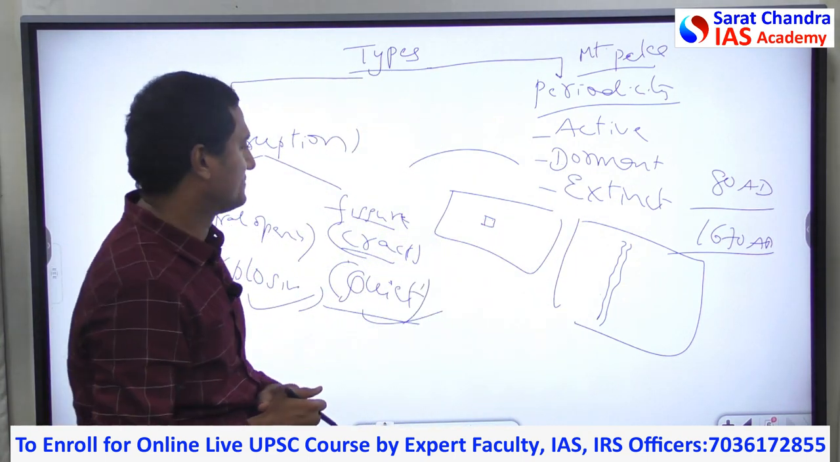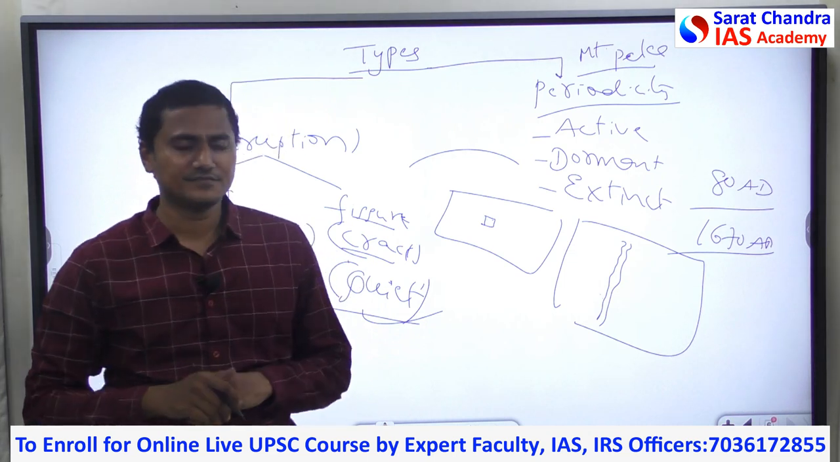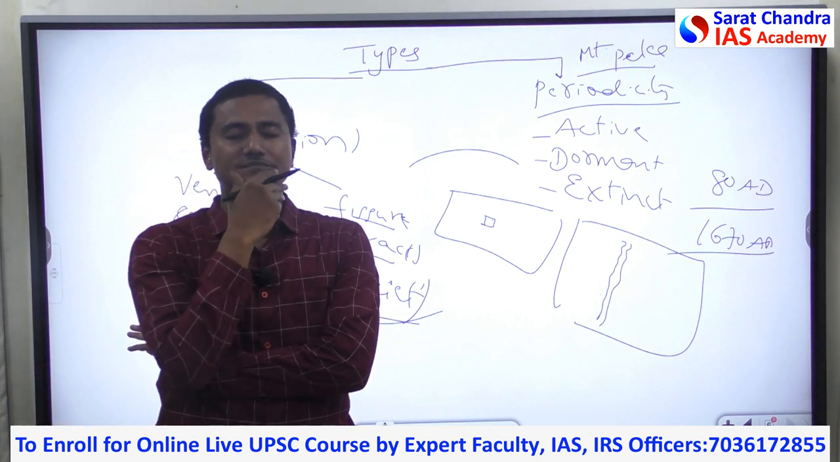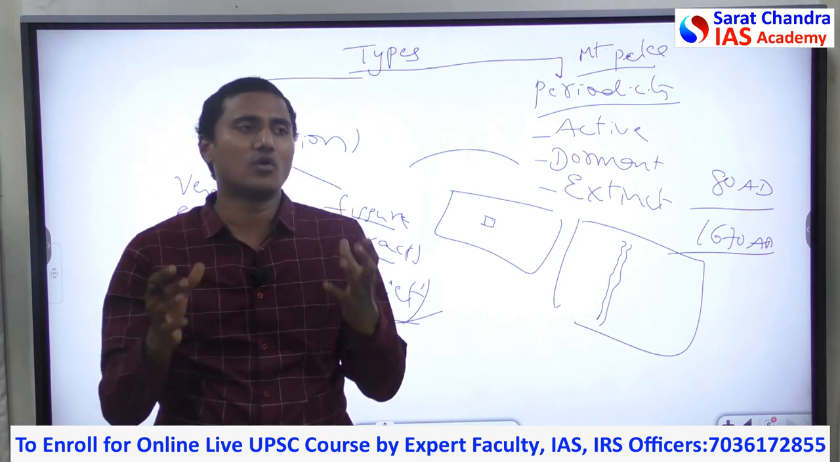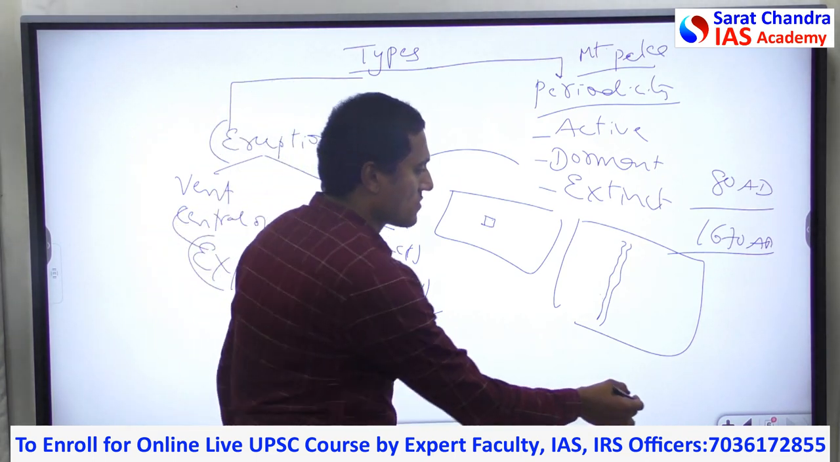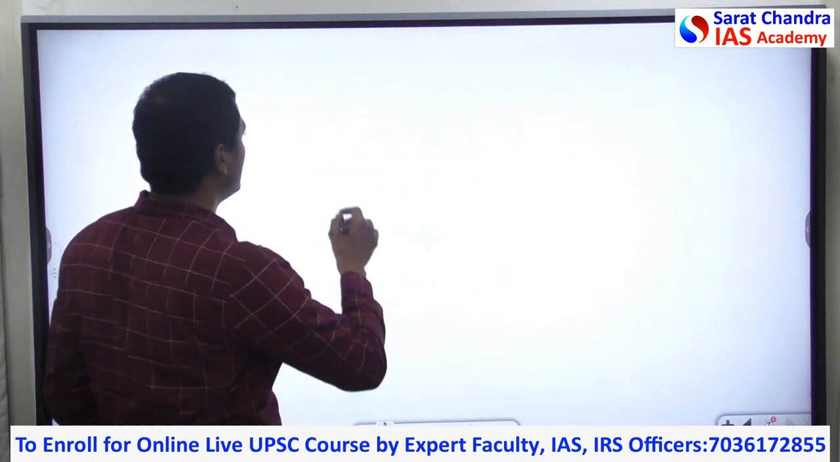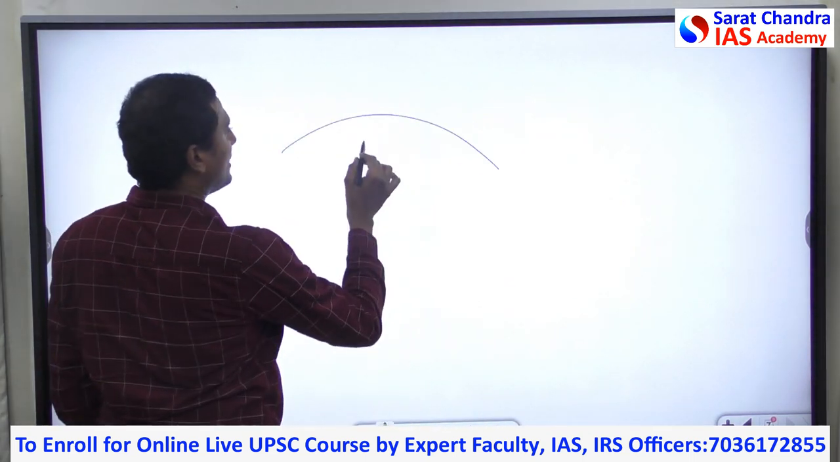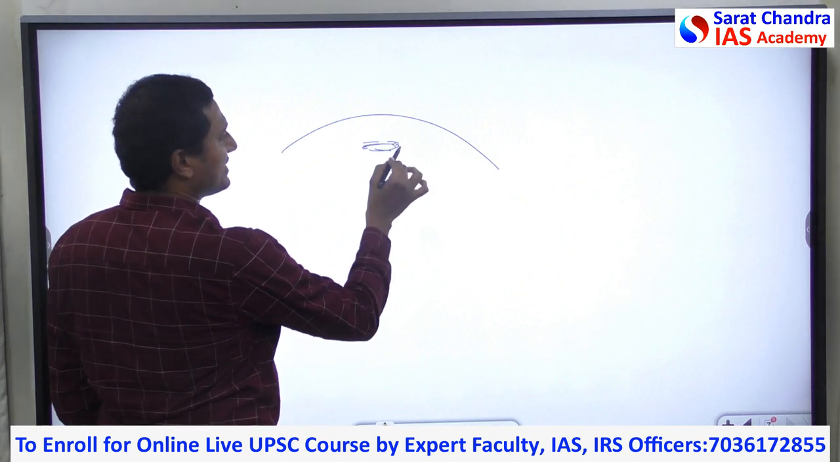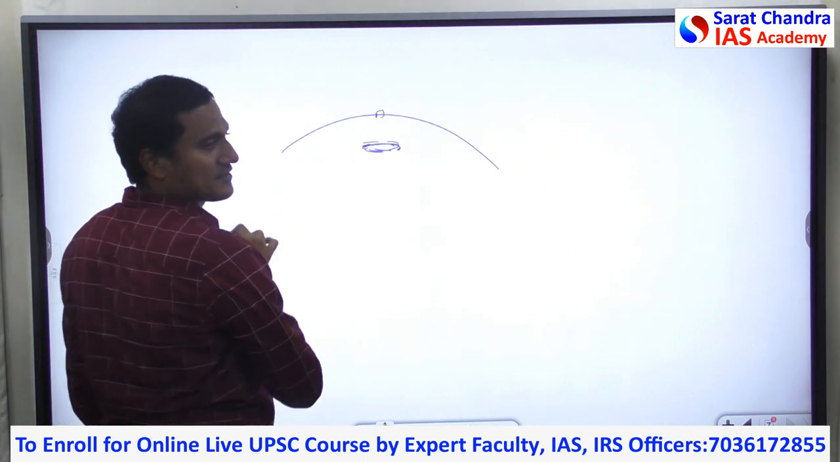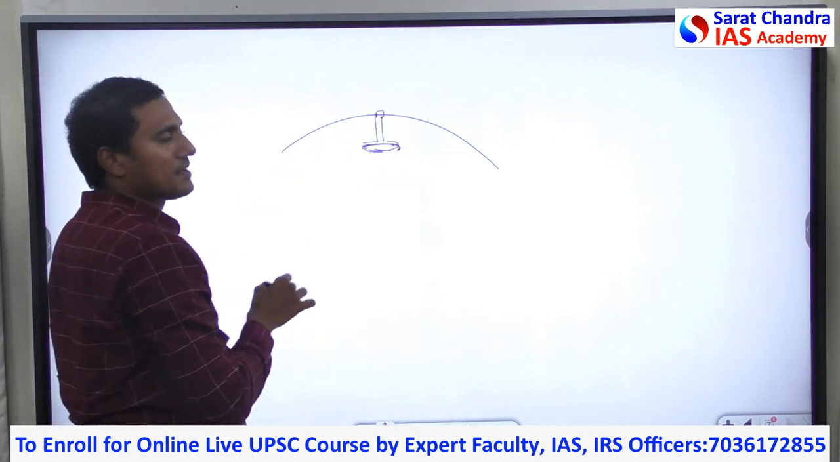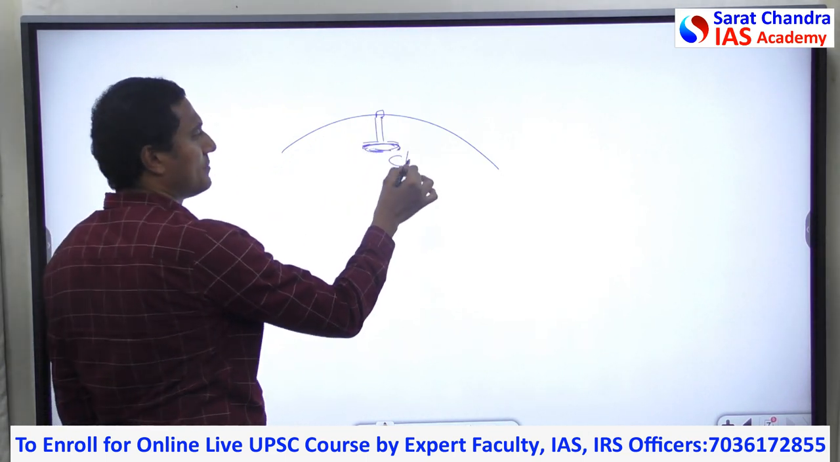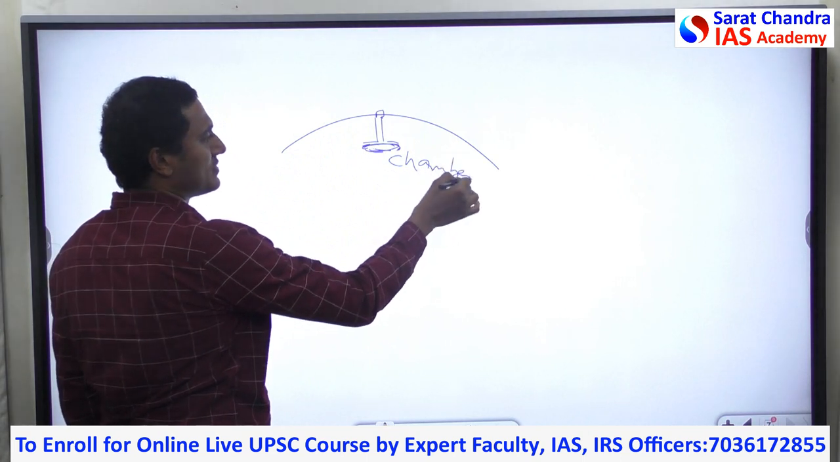typifying the volcanoes. Now, let us try to understand the different types of material that come out with the volcano. Material, okay? See, this is the earth. From here, here magma is there. Here vent is there. Now there is a pipe connecting the magma chamber. This is called the magma chamber, the place where magma is there.